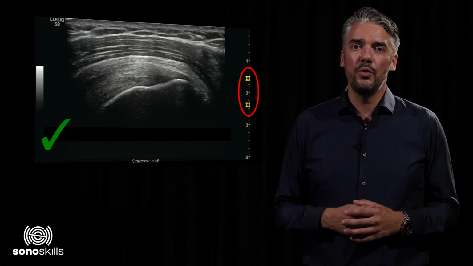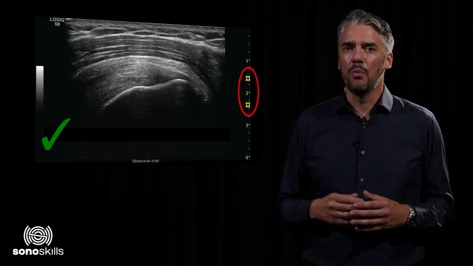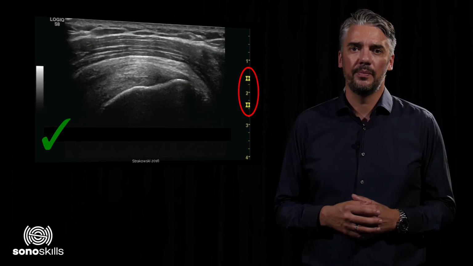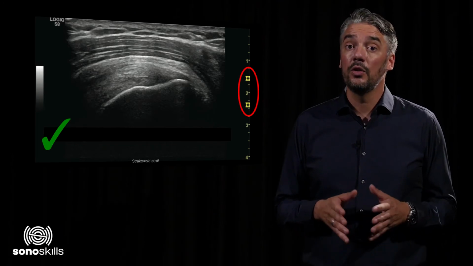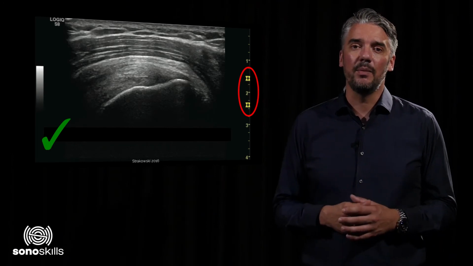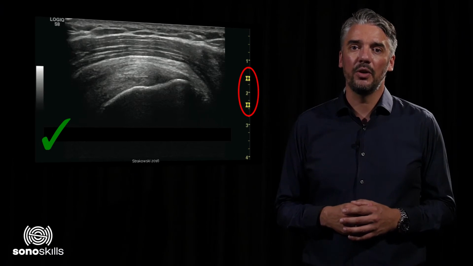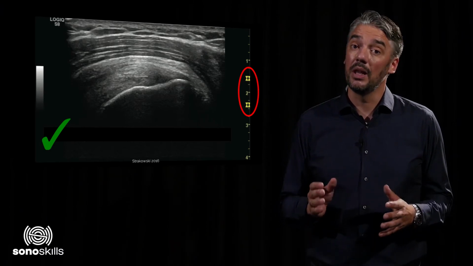This image has 2 focal zones, but it's more common to use 1 focal zone. This image shows 2 focal zones at exactly the same level as the hyper-echoic supraspinatus tendon shown in the middle of the screen.